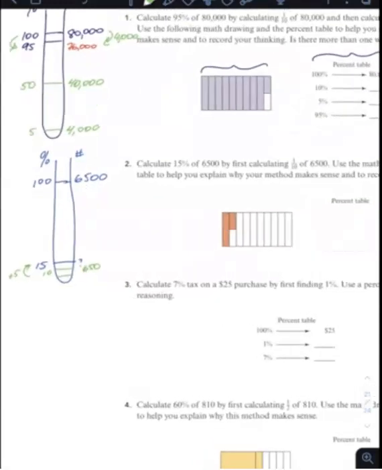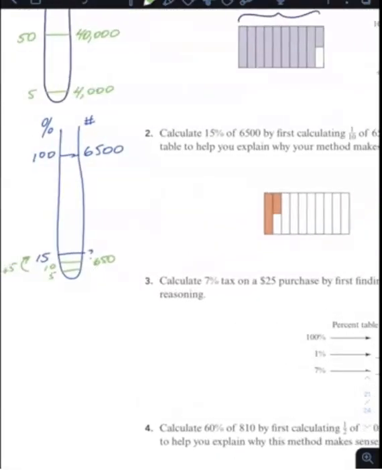So let's see what 5% is. If 10% is 650, then 5% is going to be 325. And then we should be able to find that the 15% is going to be 975, because I added 325 here, which is 5%.